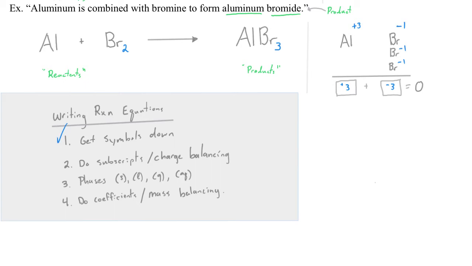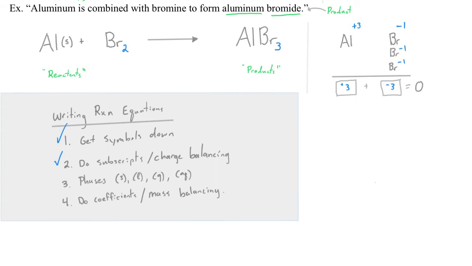So now we've completed step 2, which is subscripts and charge balancing. Let's go on to the phases, which is step 3. If you want to pause the video and try this yourself, go right ahead. When you unpause the video, we'll discuss. Let's start with the phases over here on the left with aluminum. Aluminum, as we know, is one of the metals. Because it's a metal, we know that it is a solid. As long as it's not mercury, metals are solids.